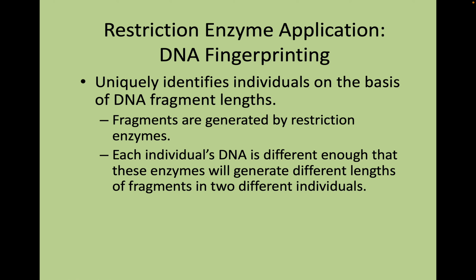So if you had a sample of DNA from a crime scene and you wanted to compare it to a panel of suspects, you could use restriction enzymes to make DNA fingerprints and see if any of your suspects match the DNA you found at the crime scene.